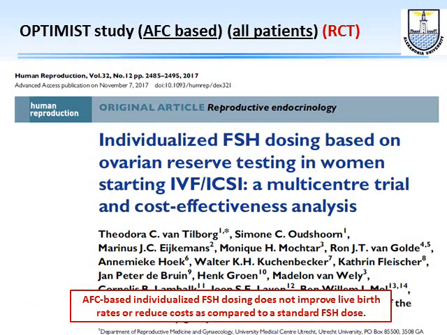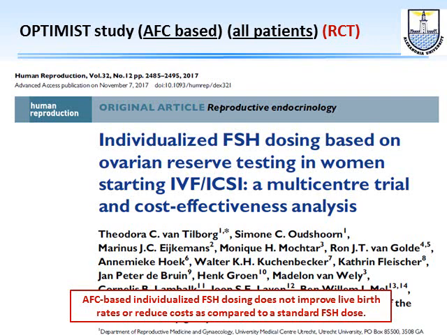And this is another study by Van Tierborg and her colleagues, but this one was AFC based. They measured the antral follicle count, and again they individualized the FSH dose accordingly. And does it work? The short answer is no. As you can see in red at the bottom of the slide, the AFC based individualized FSH dosing does not improve the live birth rate or reduce the cost as compared to a standard FSH dose.